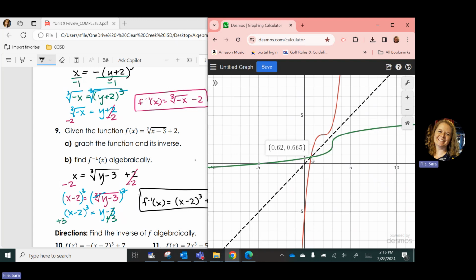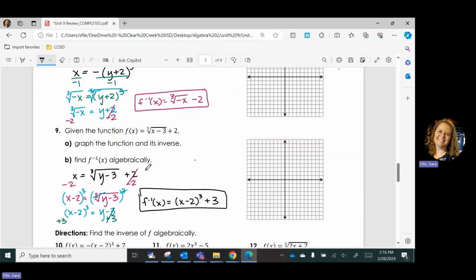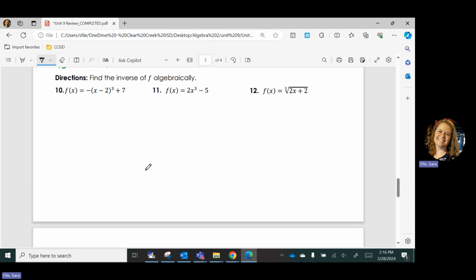And you can go ahead and plot these points. You can see your point of inflection for this one appears to be at 3, 2. And the point of inflection for the inverse is at 2, 3, which makes sense because 3, 2 switch to 2, 3. Remember your x and y switch for inverses. All right, no more graphing on those. We're just finding the inverse algebraically.